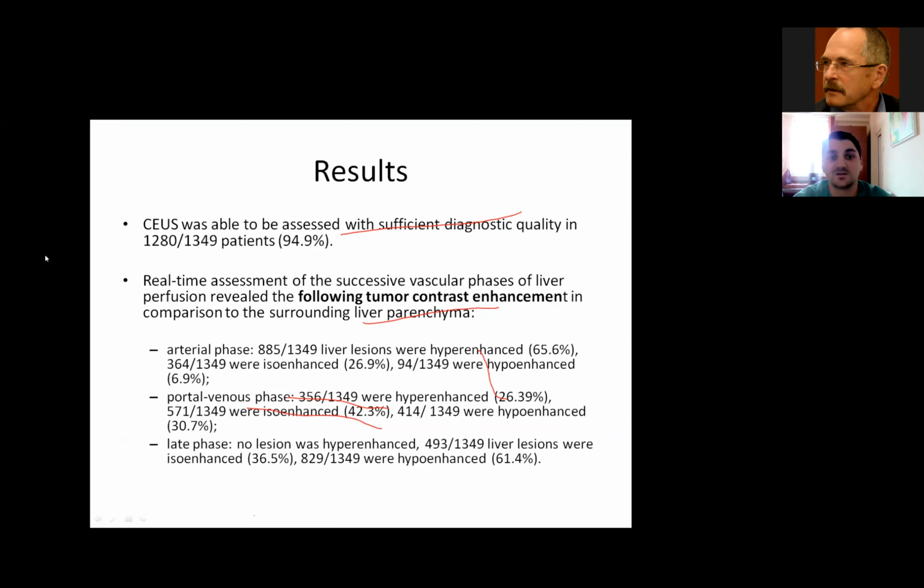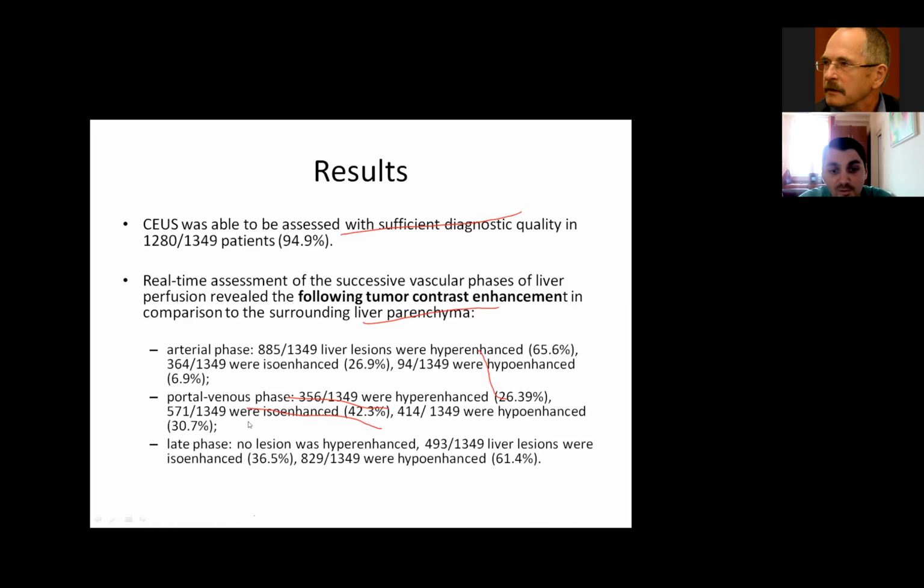In what regards the results, CEUS, according to this study, was able to assess 95% of the cases, meaning that it's a feasible method. The real-time assessment of the successive vascular phases of the liver perfusion showed the following contrast enhancement pattern. In the arterial phase, 65% of the lesions were hyper-enhanced, 26% of them were iso-enhanced, meaning they had the same enhancement pattern as the liver parenchyma, and almost 7% of them were hypo-enhanced, meaning that they were less enhancing than the liver parenchyma.